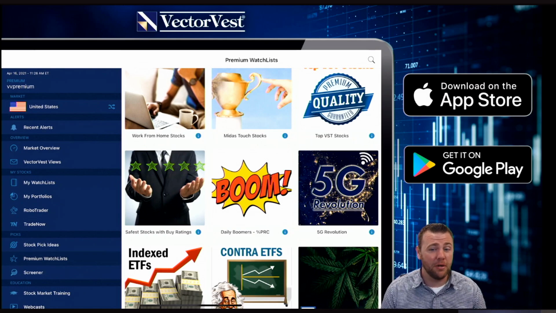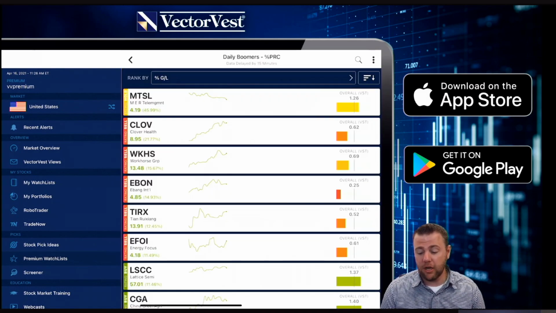I'm not going to spend too much time on it, but these are looking for high flyers to take advantage of today. As you can notice, there's a lot of sells, a lot of holds, but the main thing to look at with this one is the total gain for the day. And you can use this at any point throughout the trading session.